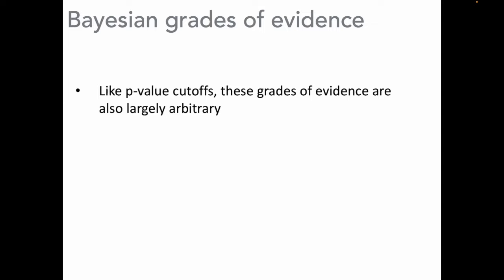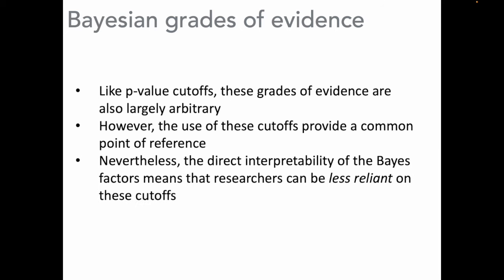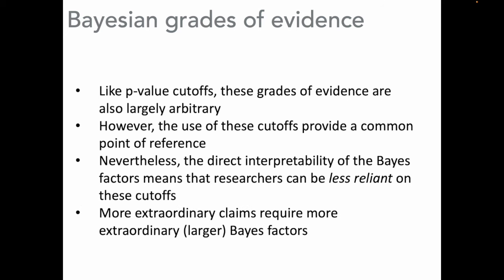But like p-value cutoffs or effect size thresholds, these grades of evidence are largely arbitrary. But I think especially now as this idea is catching on, it's good to provide a common point of reference. And because of the interpretability, researchers are less reliant on these cutoffs. And when it comes to how important these cutoffs are, I think it's important to recognize that extraordinary claims require more extraordinary evidence. So rather than saying, well, we're happy with 3 times more evidence or 5 times more evidence, maybe you want to say 10 times more evidence.